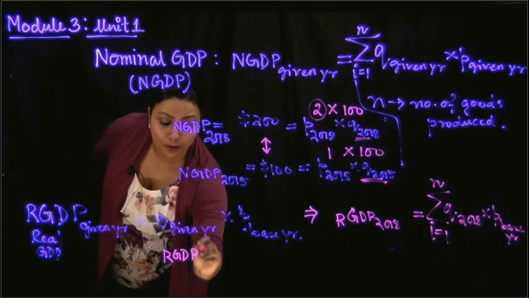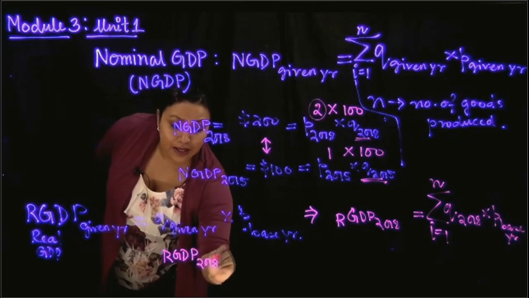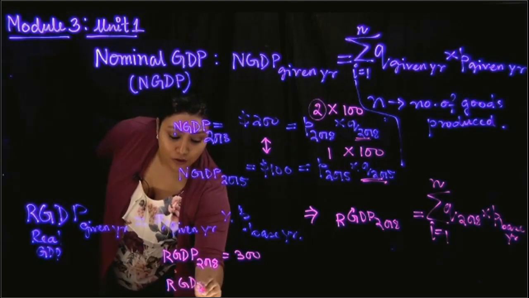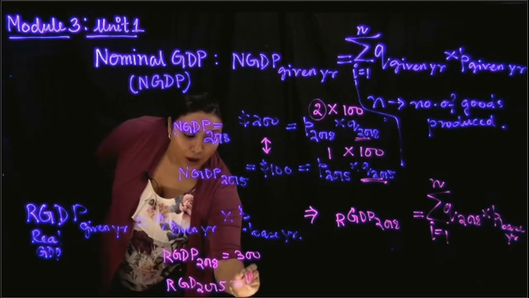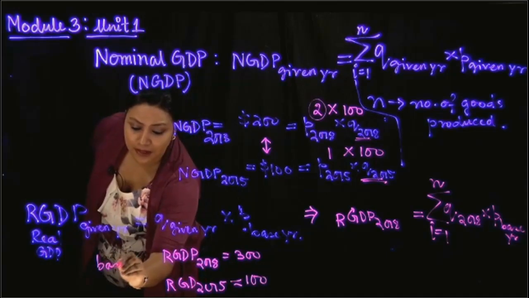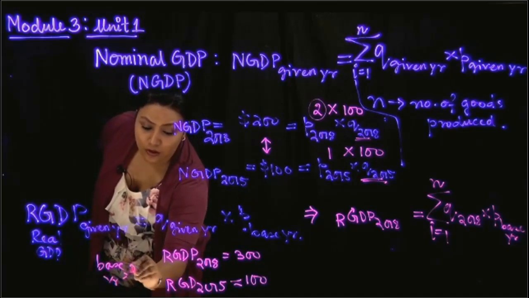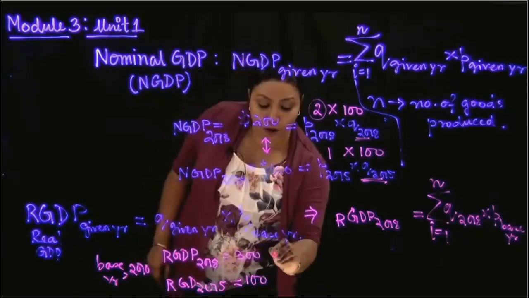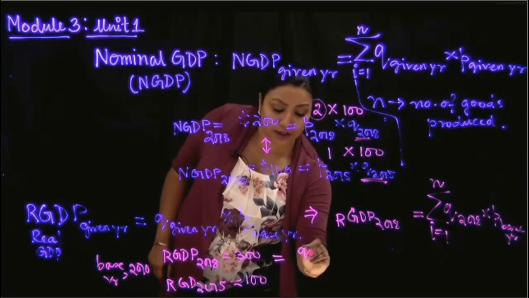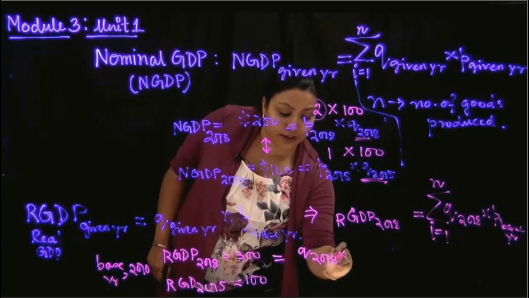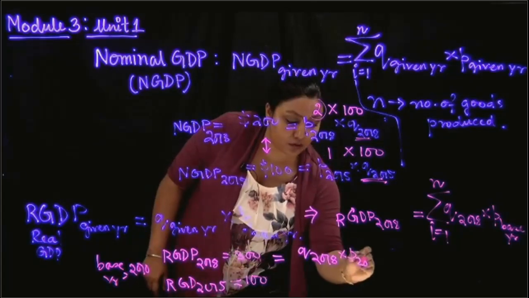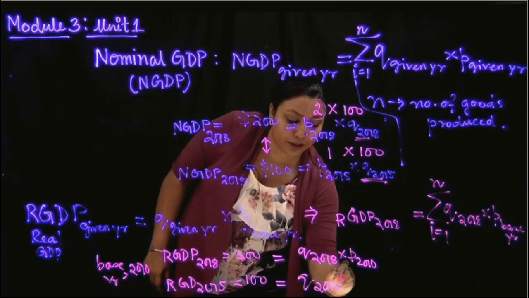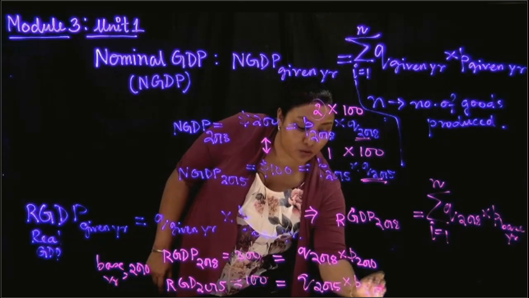Let's say the real GDP of 2018 is 300. The real GDP of 2015 is 100, and let's say my base year is 2010. That's my base year, so that's my reference year. So according to the formula, the real GDP of 2018 is quantity of 2018 times price of the base, that's 2010. For 2015, it would be quantity of 2015 times price of the base, that is 2010.